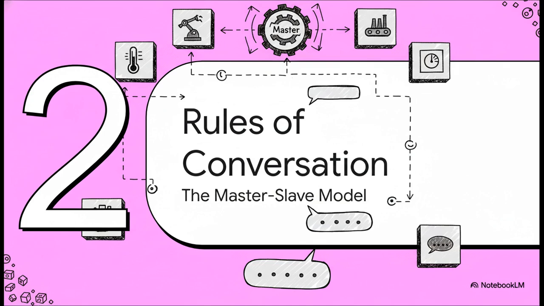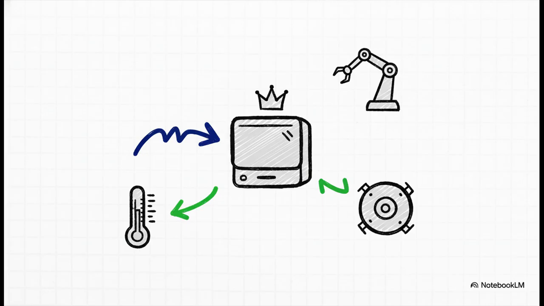Okay, so how does this conversation actually happen? Well, it's all based on a really clear, really simple hierarchy. It's called the master-slave model. Let's break down these rules of conversation. And honestly, it's a beautifully simple concept.